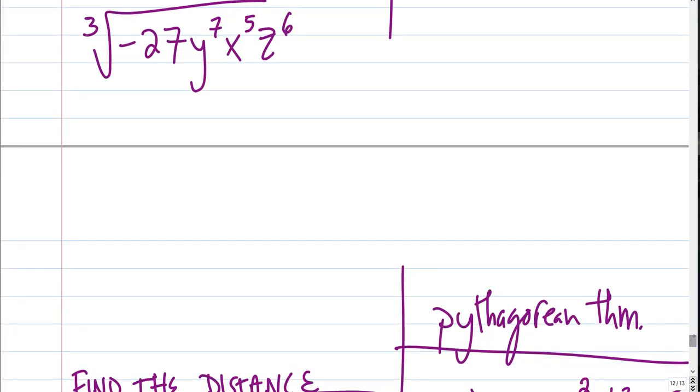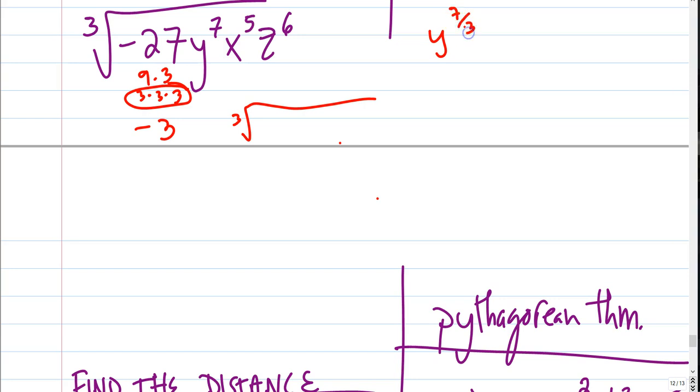Third root of negative 27. I know that the third root of a negative will be negative. The third root of 27, 9 times 3, 3 times 3 times 3. So out will come a 3. Nothing left in there this time as far as the numbers go. Y to the 7th, I'm going to think of that as y to the 7/3. That goes in twice. That's the 2 y's that come out. That's 2 with what remaining? If I pull out my 2 groups of 3, I have 1 left over. That's the y left in here. If you don't like that, write out 7 y's and circle 2 groups. Leave the 1 in there.